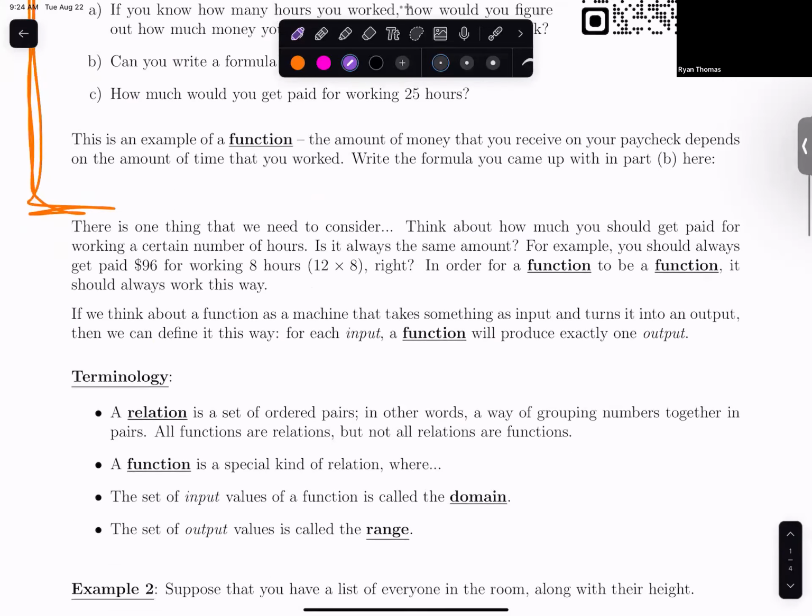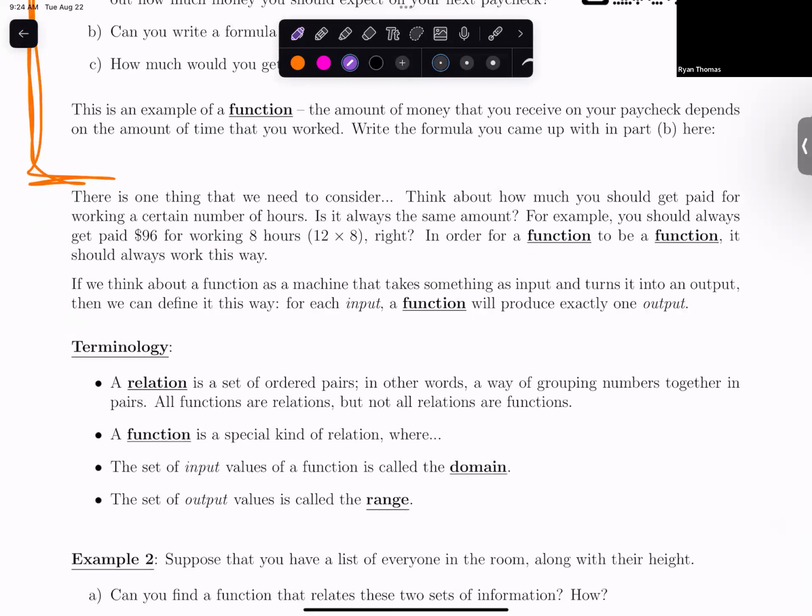Now this is an example of a function. And this idea of what a function is, what it does, how it works is going to be really important. This is, again, going to be a thing that we come back to all semester long. So here's another little example. This same situation. If I work 8 hours this week, how much should I get paid? 12 times 8 is 96. I should get paid $96.